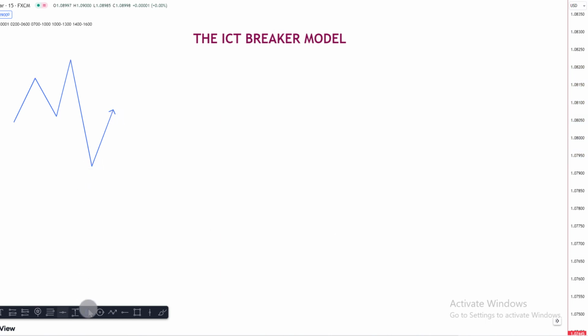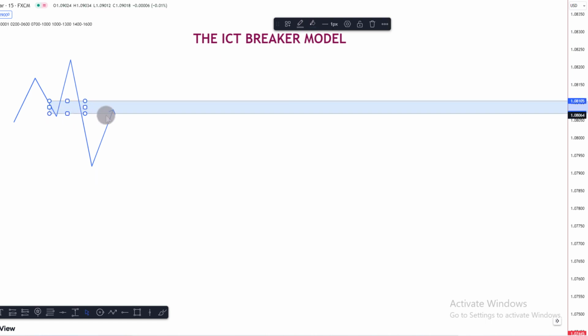So where exactly is the breaker block? The breaker block is the last order block that was violated here, the last bullish order block that was violated. Technically, you can also call this support turned resistance. You see that the last order block that was violated here after liquidity taken gives us the breaker block.